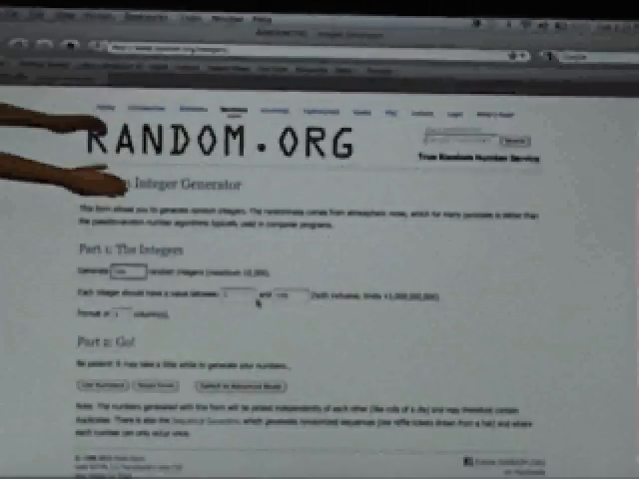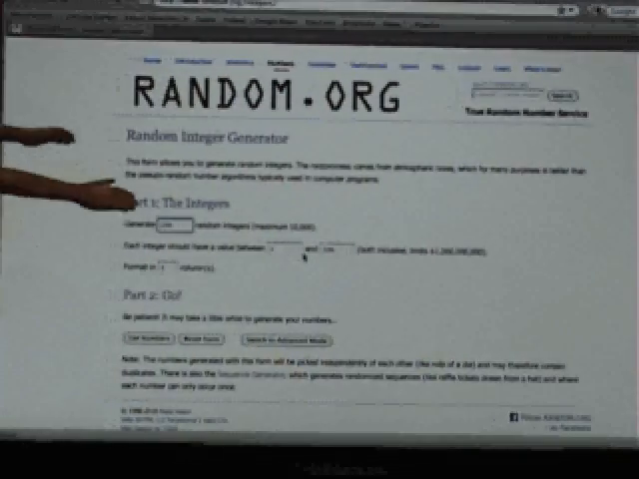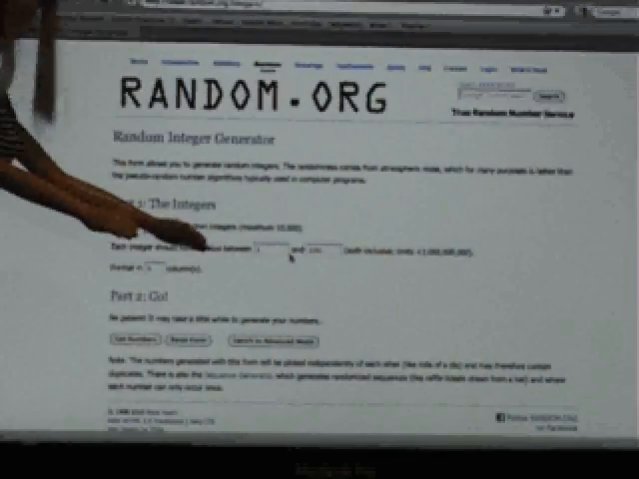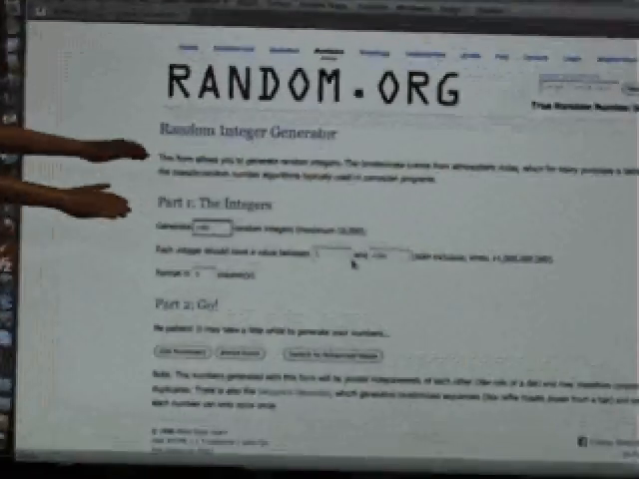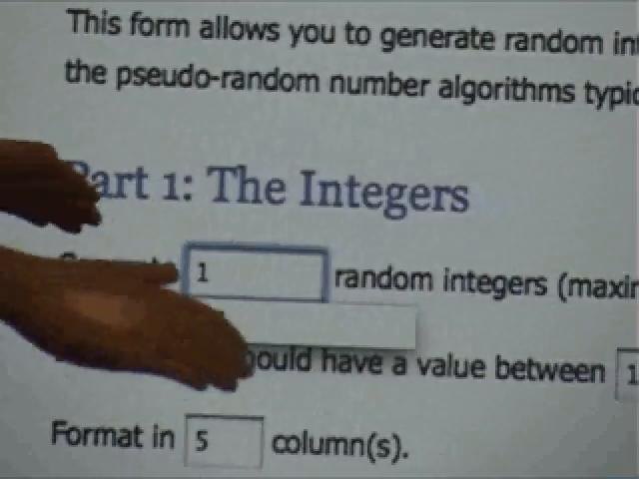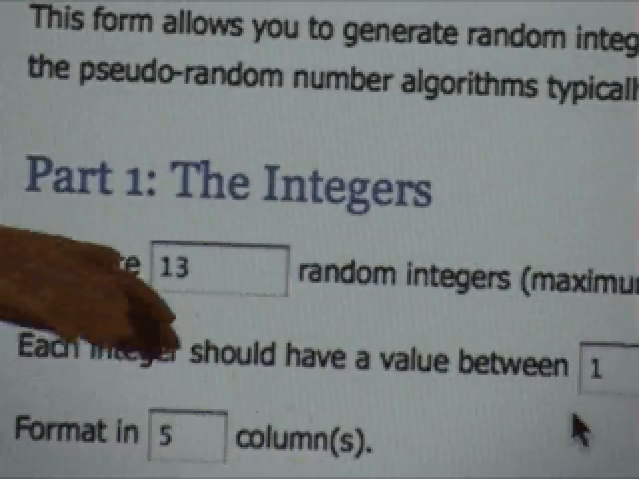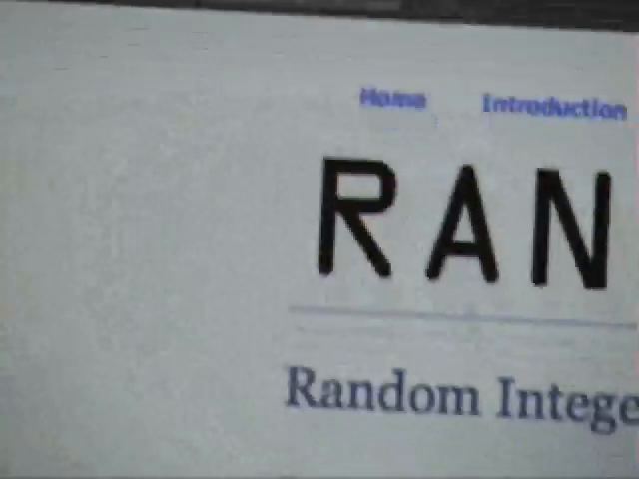So, we are here at random.org, which is a generator of random numbers. Very handy. So, part 1, the integers. How many random numbers do we want to generate? Well, since we are talking about 13 potential passengers, we shall change this to 13. There we go. Now, each integer should have a value between 1 and 100 because we are talking about percents. So 100% chance or 31% chance. Therefore, we are going to leave that at 1 and 100.